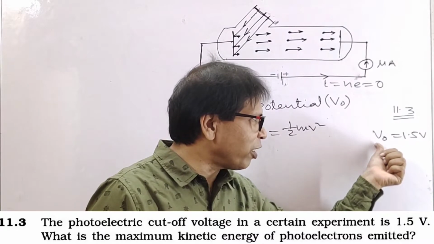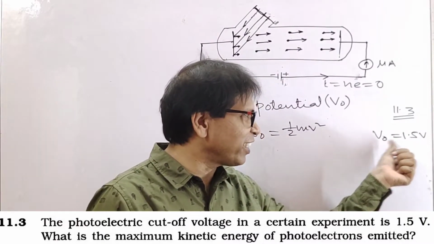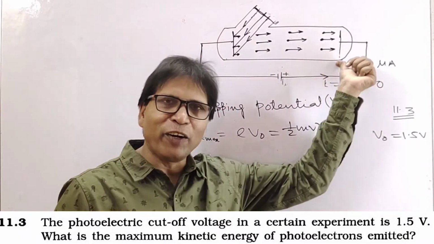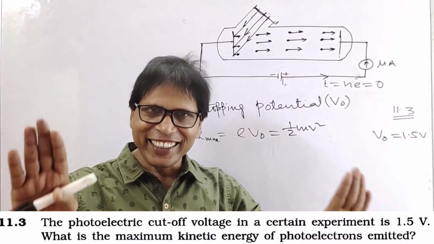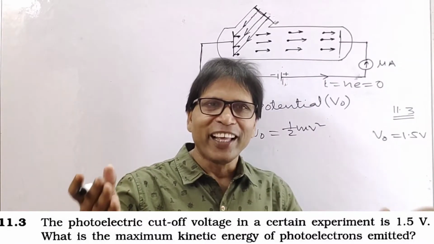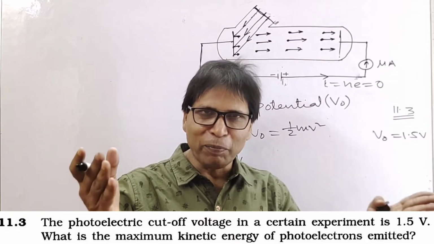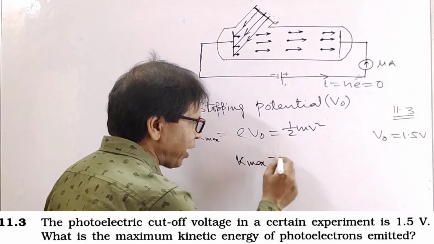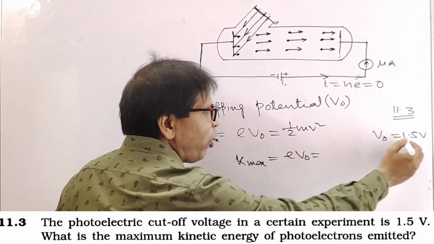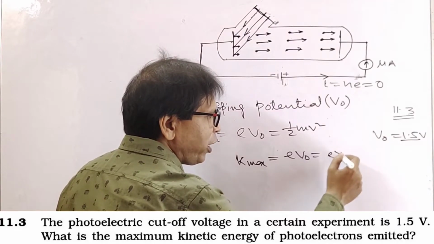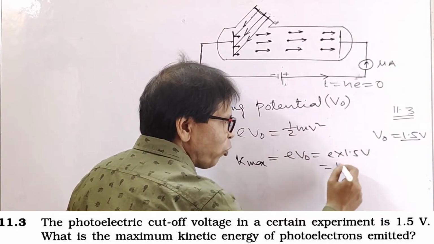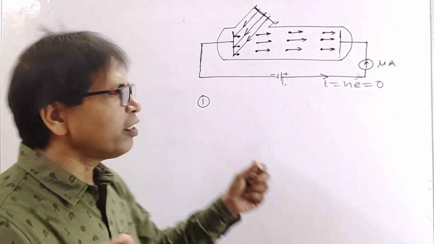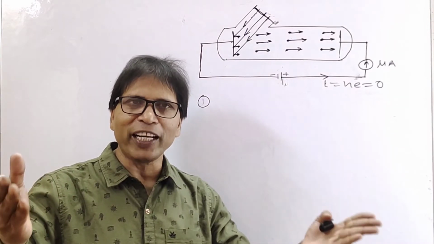Now there is a similar type of numerical of NCERT 11.3. Look at this here, the cutoff voltage given is 1.5 volt. Cutoff voltage means the negative voltage at the anode by which electric current is 0. So now we have to calculate the maximum kinetic energy of the photoelectron. Look at this here, the maximum kinetic energy of the photoelectron, K max, is E V naught. Now V naught is equal to 1.5 volt, so E into 1.5 volt, so this is 1.5 electron volt. Okay, understood? Now next.